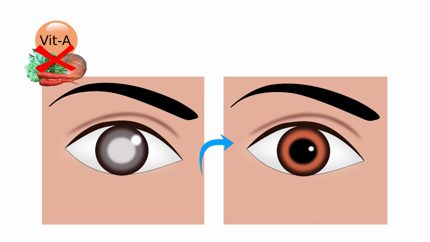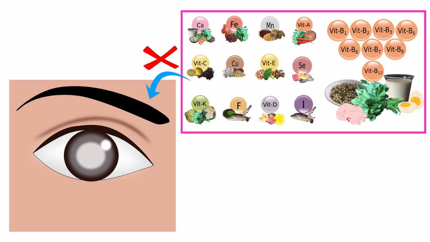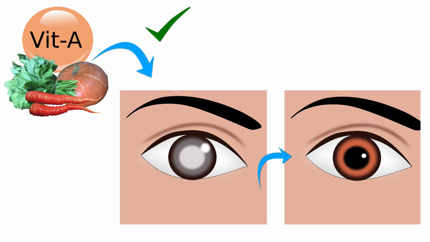Correcting a type 1 nutrient deficiency does not require all type 1 nutrients. It can be treated by giving only the nutrient in which the body is deficient.